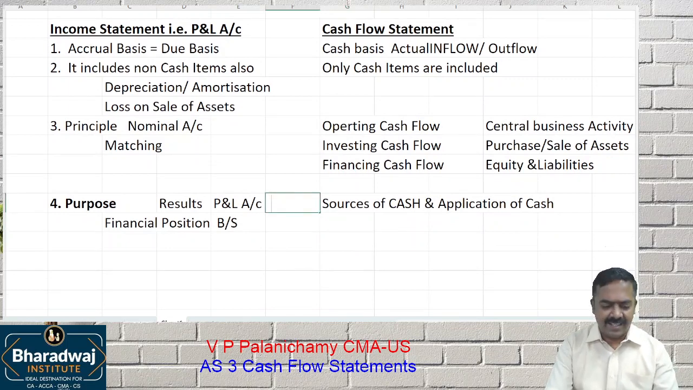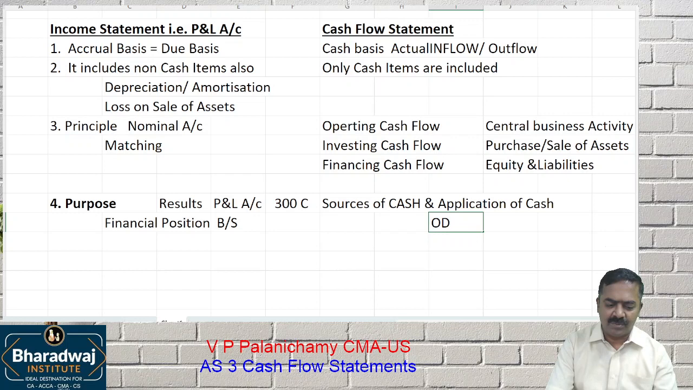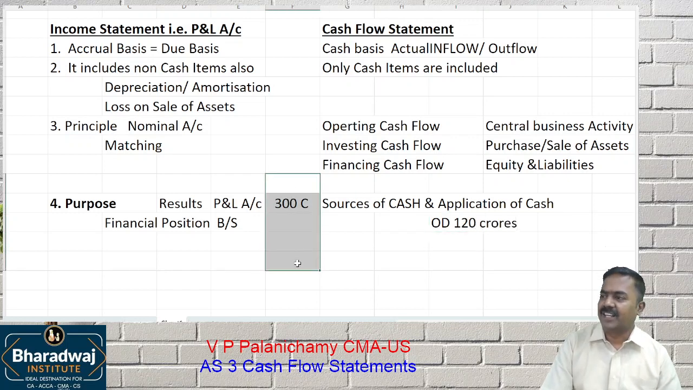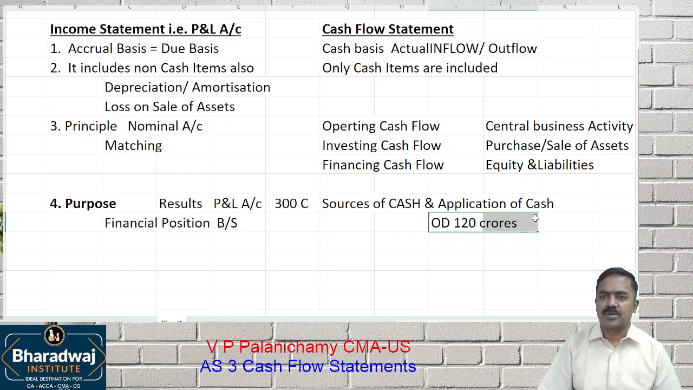For example, listen, a company showed a net profit of 300 crores. What is the net profit? 300 crores. But the bank balance has an OD of 120 crores. What is the profit as per the P&L account? 300 crores. But the bank OD is there to the extent of 120 crores.